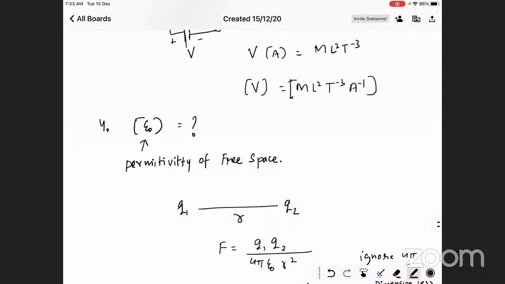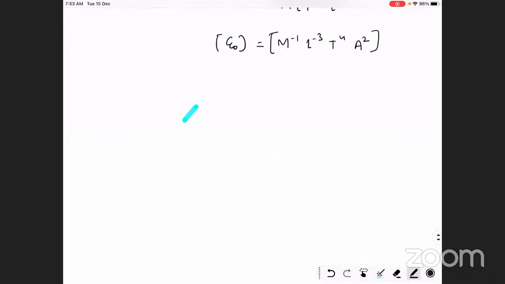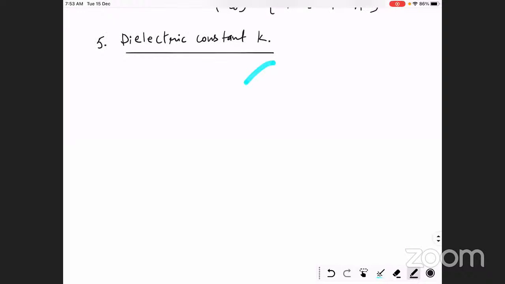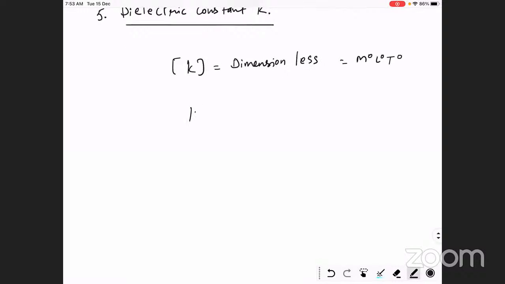Now the fifth is dielectric constant K. How to find the dimensional formula of dielectric constant? It is dimensionless, bacho. It is dimensionless. Because K is equal to epsilon upon epsilon naught, epsilon R.